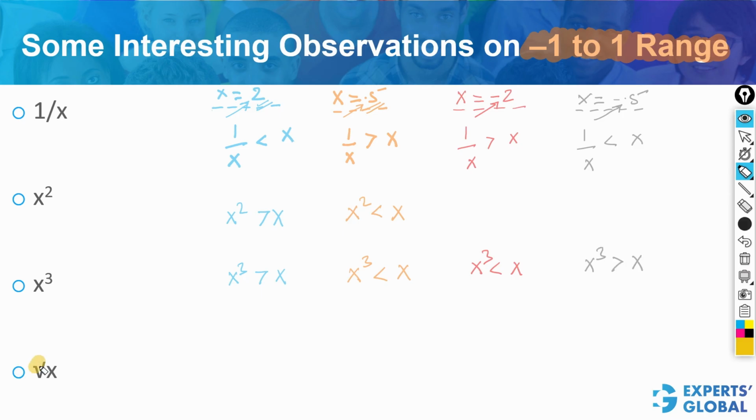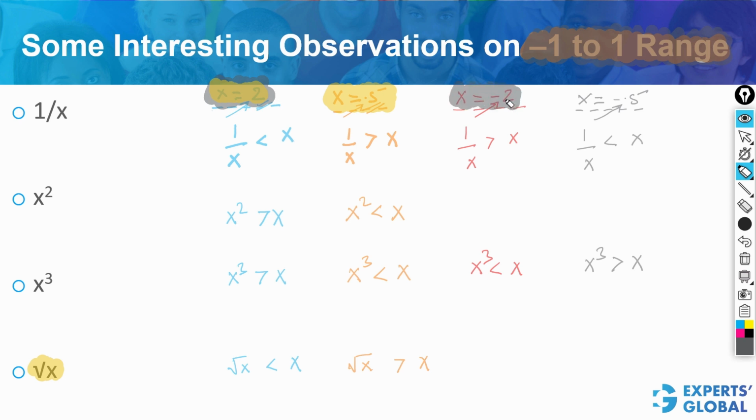Lastly, let's look at square root x. For a sizable positive value such as x equals 2, square root x is less than x. However, when x is in the 0 to 1 range, for example, when x is equal to 0.5, you will see that square root x is greater than x. Overall, the key point of the slide is that algebraic expressions behave very differently in the -1 to 1 range from what they behave in case of bigger positive or bigger negative numbers.